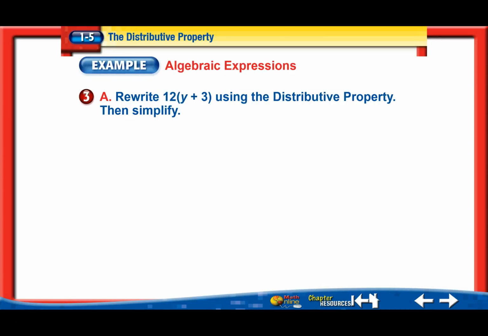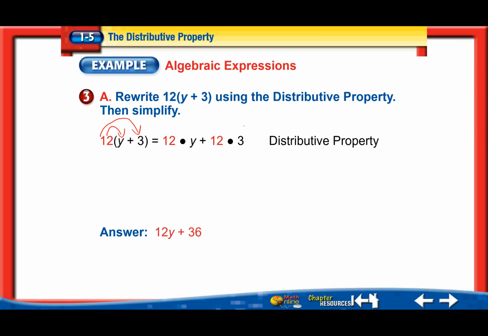All right, example 3, rewrite 12 times (y plus 3) using the distributive property and then simplify, which means take out the parentheses or combine like terms. So first we're going to distribute by multiplying across, 12 times y, 12 times 3. Now we multiply those out, 12y plus 36. Oh, well, I would have just done 36 here, and then put these together, 12y, and called that my answer. But that's okay.